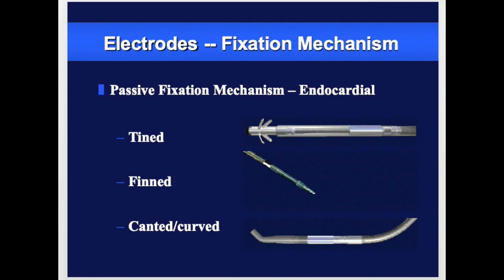Passive fixation in relation to endocardial leads means that no part of the lead itself is actually embedded in the endocardium. Rather, the lead tip is trapped within the trabeculae and/or held in position by its preformed shape, for example, a J lead in the atrium. Passive fixation leads commonly use tines or fins to catch trabeculae in the heart, or the lead is canted or curved to help place and hold the lead tip in a certain position.